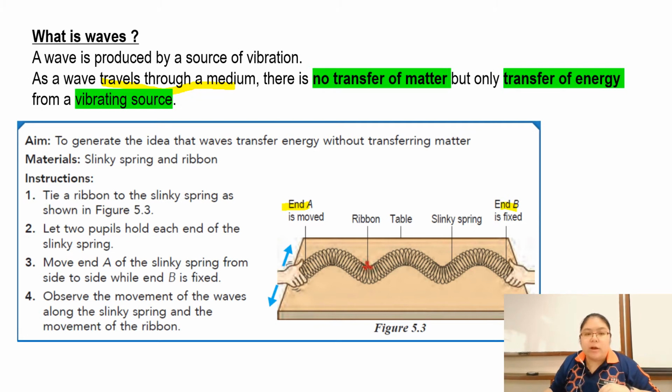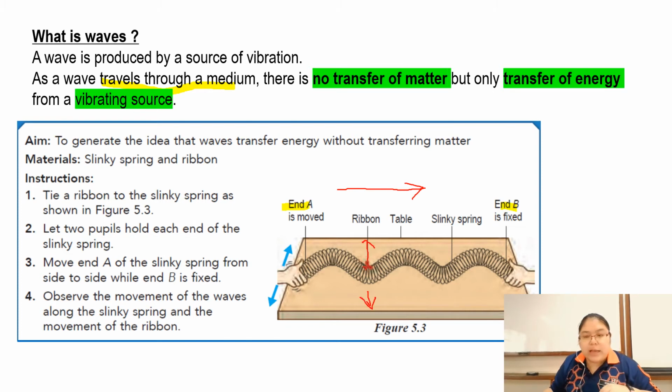Move end A of the slinky spring from side to side, with B fixed. That means student B never moves anything, just A shakes up and down. Observe the movement of the wave along the slinky spring and the movement of the ribbon. You'll find the spring seems to be moving, but actually it is not moving because you hold it. The wave wants to go in this direction, to the right-hand side. But the ribbon just moves up and down.